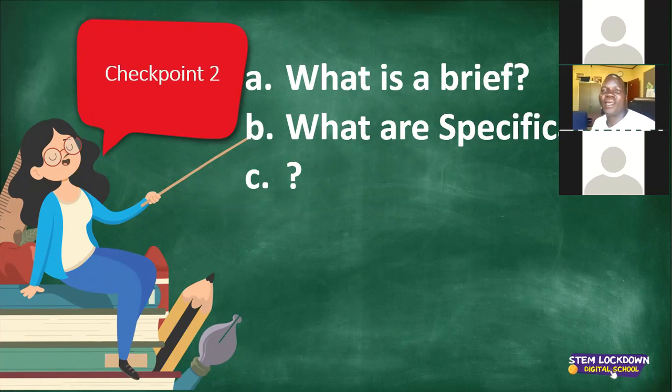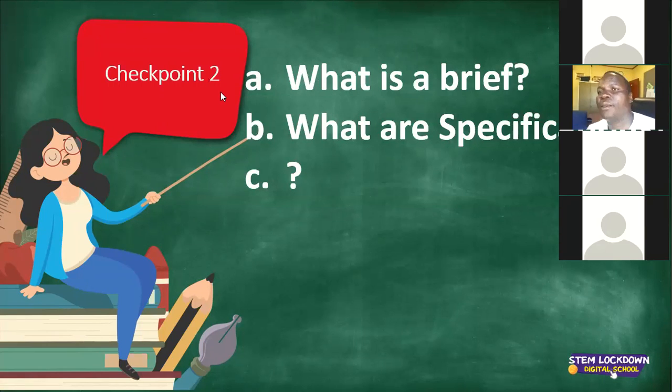Now, what are the specifications? The third one, specifications. Can you tell me what a specification is? They are how you're going to design it. Yes, so good. The specifications are how it's going to be designed. How will it look? It tells us the features of your product, the specifications.